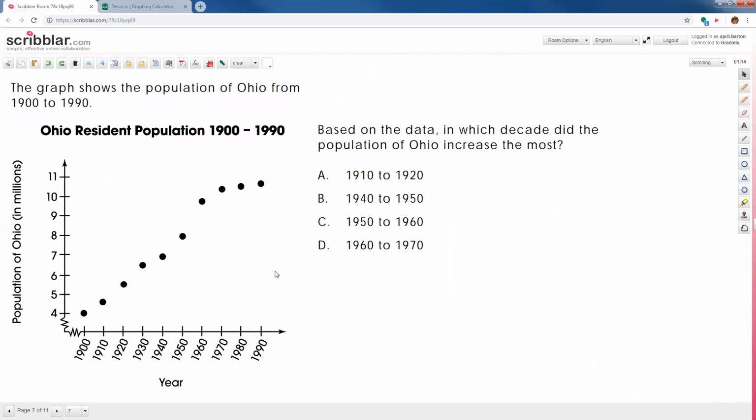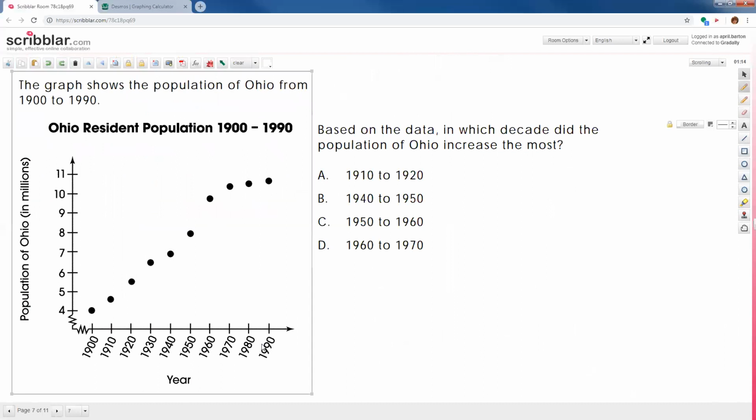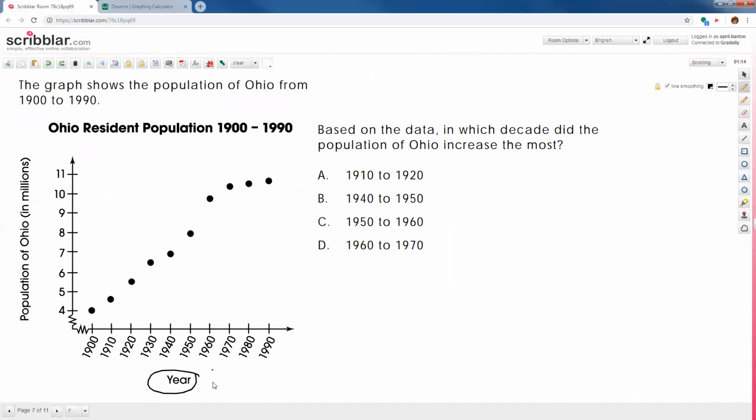So this is a line graph. We're going over time. They didn't connect the dots with lines, but it's still a line graph. So the graph shows the population of Ohio from 1900 to 1990. Based on the data, in which decade did the population of Ohio increase the most?